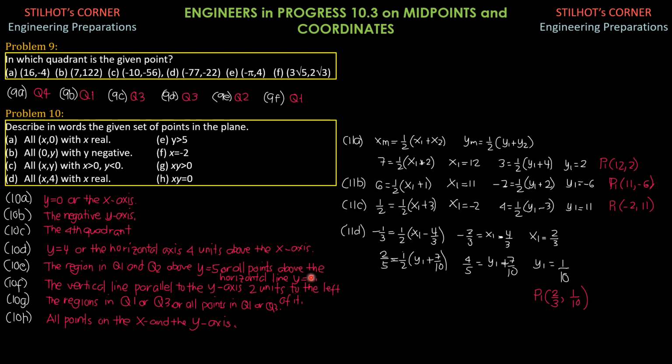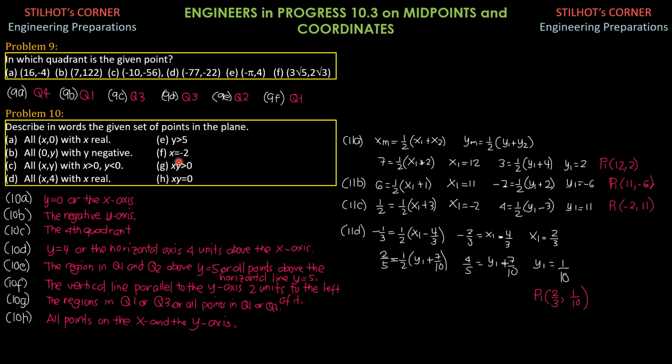It's best also if we draw this in a figure: you have a horizontal line through ordinate 5 and you shade all the region, because all points in that region will have ordinates y greater than 5.